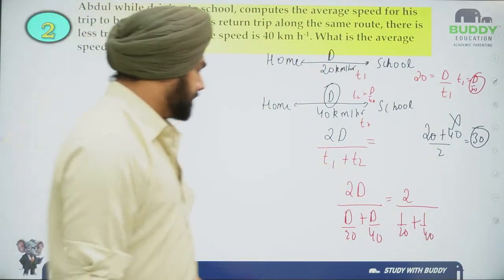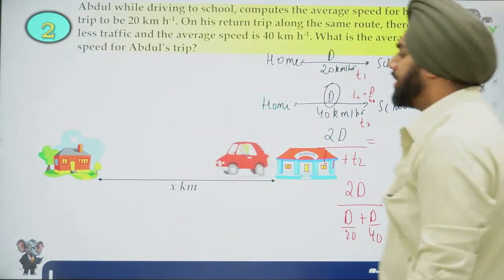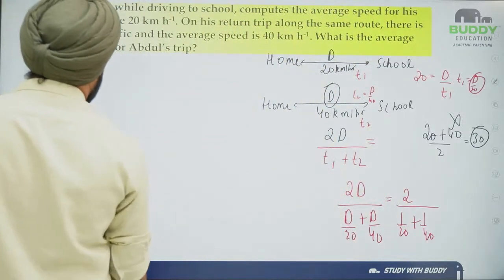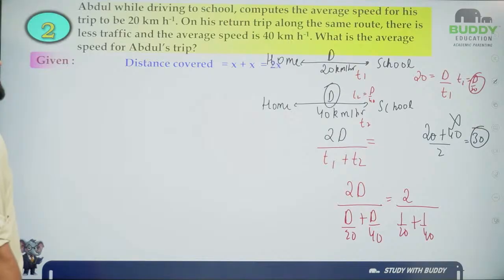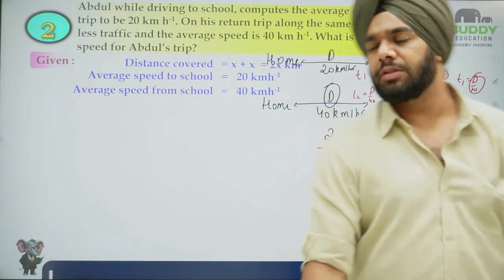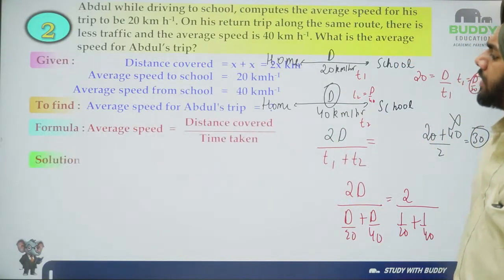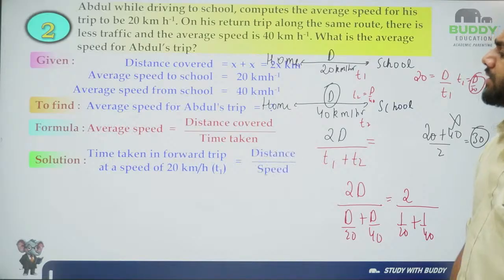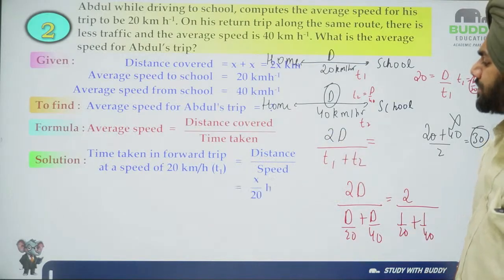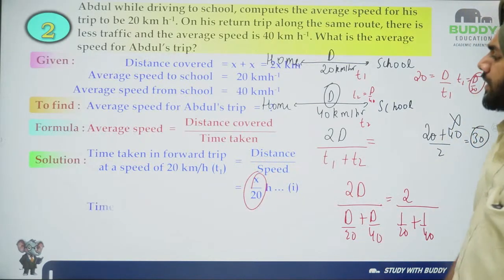Let's check. So we have the animation, they have taken x kilometer, then coming back x kilometer, the same way we have only taken d and d. Okay, so now the given distance covered is 2x, average speed is 20 km per hour. For the other, average speed is 40 km per hour. Same method, distance covered upon time taken. So we will find out the time here. So x by 20, right? This is what we did already.